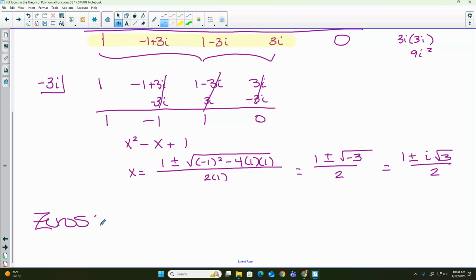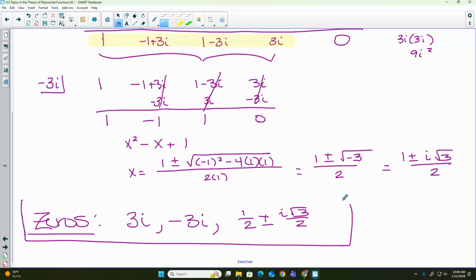So I asked for all the zeros. We had 3i, we had negative 3i. Imaginary numbers, we do write them in standard form, so a plus bi, so break it apart, so it'd be 1/2 plus or minus i radical 3 over 2. You could write those as 2 separate ones if you wanted. You could put this as plus and minus 3i if you wanted. But we got 4 zeros, and you'll notice they're conjugates. These 2 are conjugates, those 2 are conjugates.